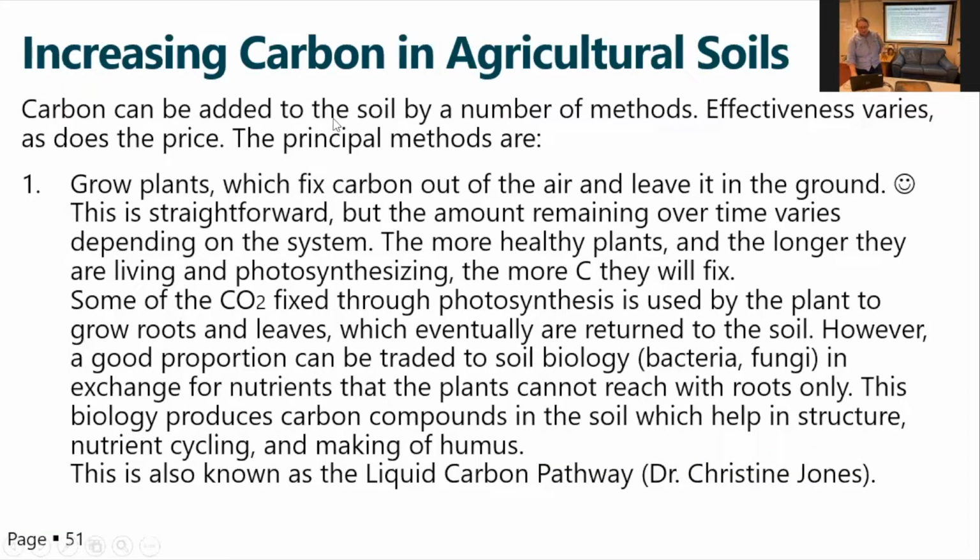So, increasing carbon in agricultural soils. Method one is grow plants. They take carbon out of the air, they leave it in the ground. The amount that stays there over time depends a bit on the system. If you're growing, say, a permanent pasture all year round, so there's green plants always growing, always putting carbon into the soil, that's going to store more carbon than if you, say, grow a crop for a few months, harvest it and then take it away.